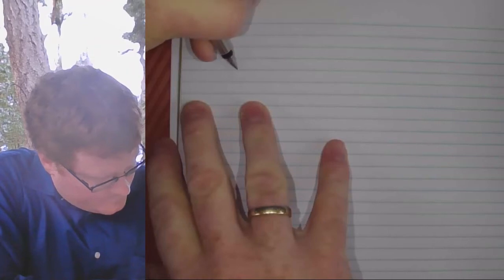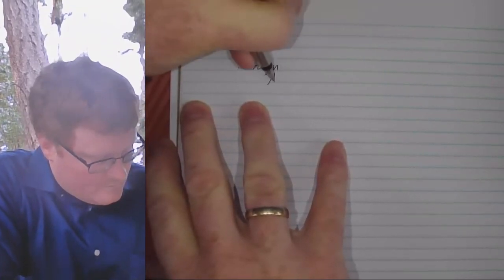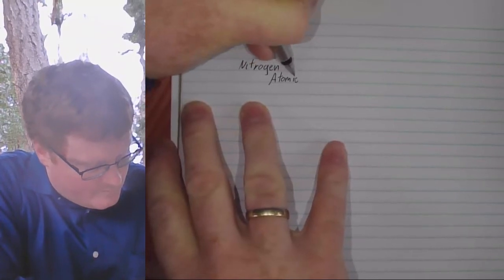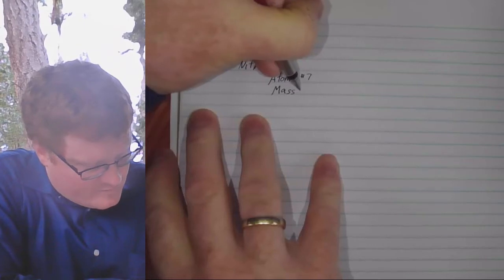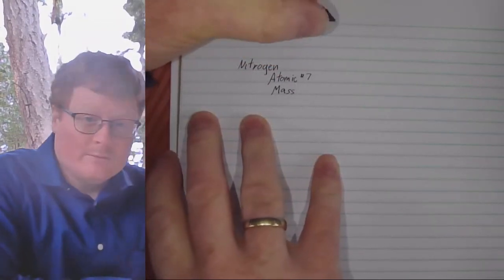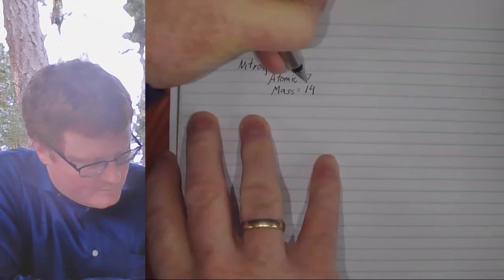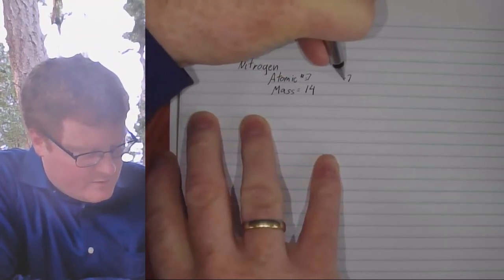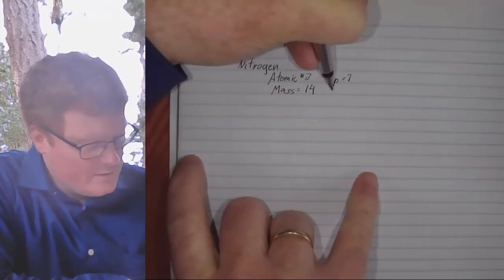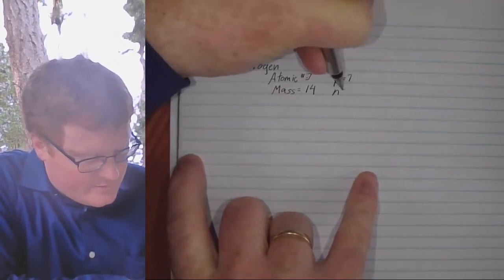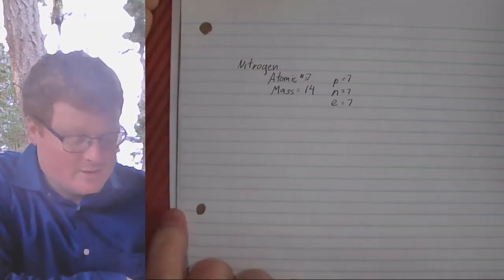Nitrogen, atomic number 7, average atomic mass is 14.01. We're just going to work with a mass of 14. So that means I have 7 protons. Atomic number is always equal to protons. Don't forget that. Mass is protons plus neutrons. That means neutrons is 7. It is neutral, so we have 7 electrons.